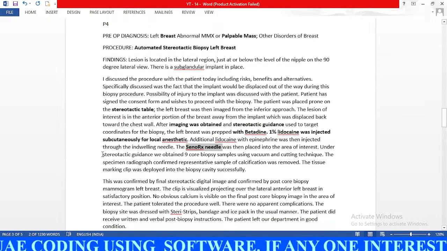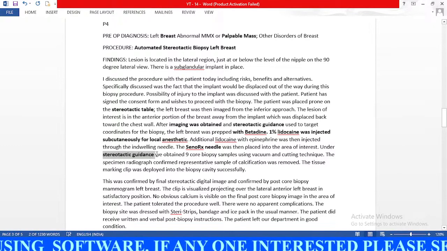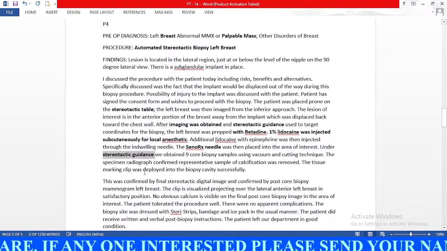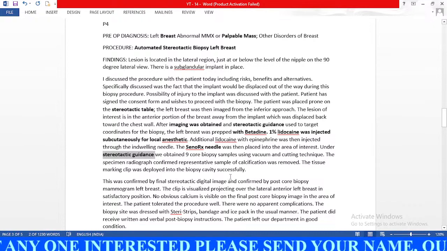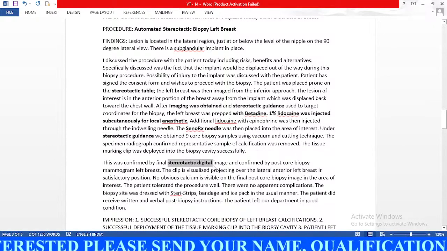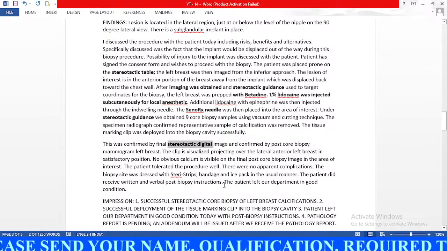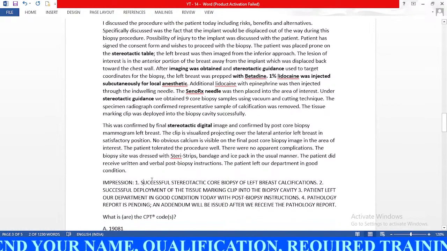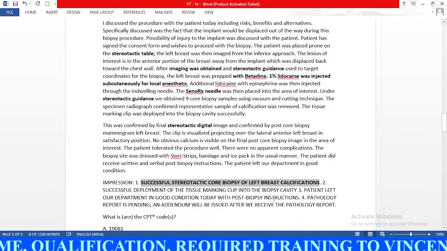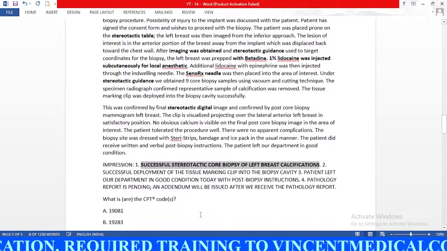Under stereotactic guidance, the biopsy was obtained. The specimen radiograph confirmed representative sampling of calcifications, which were removed. The tissue marking clip was deployed into the biopsy cavity successfully. This was confirmed with a final stereotactic digital image. The clip was visualized, and the biopsy site was dressed. Successful stereotactic core biopsy of the left breast calcifications with tissue marker. The pathology report is pending and an addendum will be issued after we receive the pathology report.